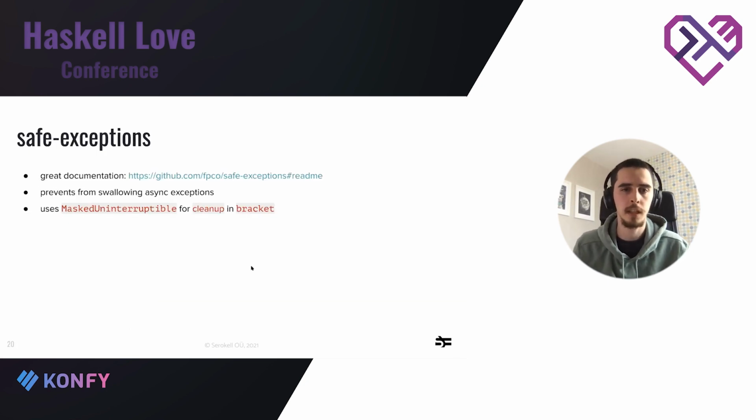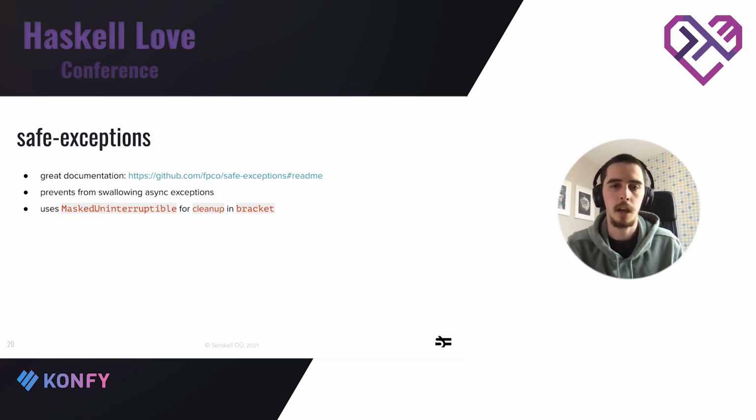Exceptions in Haskell, and especially asynchronous exceptions, are quite easy to misuse. And if you make a mistake, it may be quite hard to debug. So there needs to be some set of guidelines for working with them. There is a package called Safe Exceptions with really great documentation, which not only covers the package itself, but also describes some mistakes that can be made and how to avoid them. I don't want to repeat it here. I just recommend reading this README, even if you don't intend to use this package.